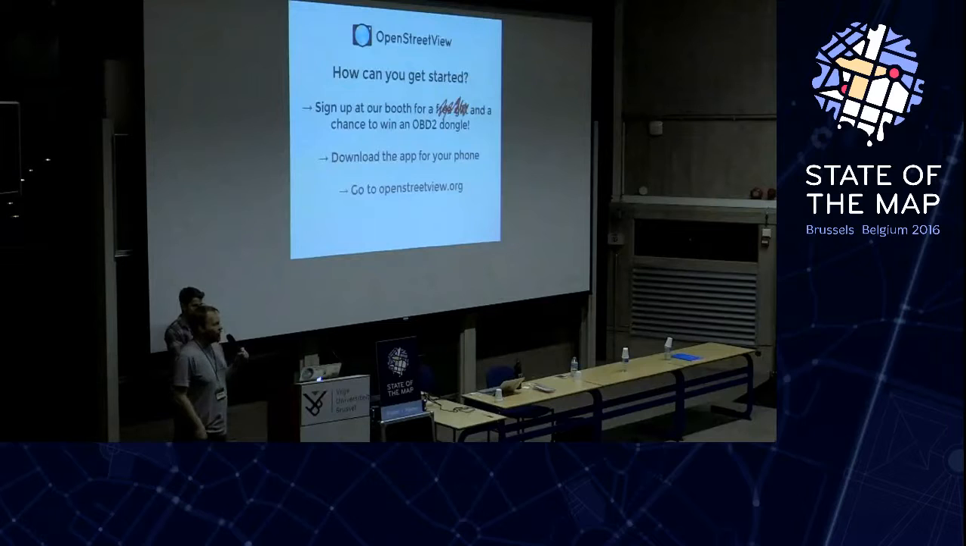And then go to openstreetview.org, log in. You don't have to create an account. You can just log in through OSM with the website or through the app. It doesn't really matter. You just have to authenticate once through OSM and you're all set. So it's that simple, and just start driving or biking or walking around for that matter.